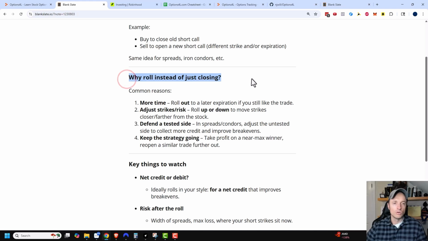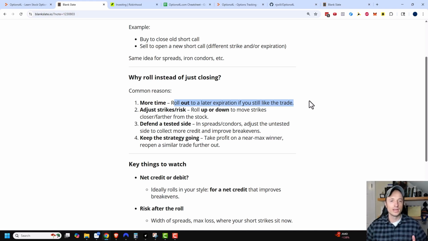So why would you roll instead of just closing out of your trade? A common reason is more time. You roll out to a later expiration date, if you still like the trade, like you think the stock is going to go up or down depending on the strategy you're performing, and you think it just needs a little bit more time to come through and do what you expect it to do.